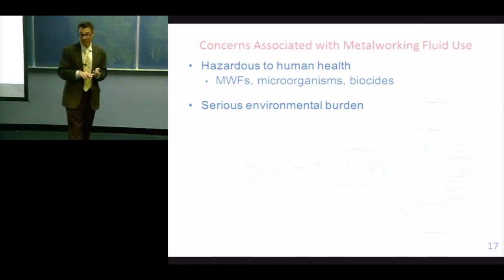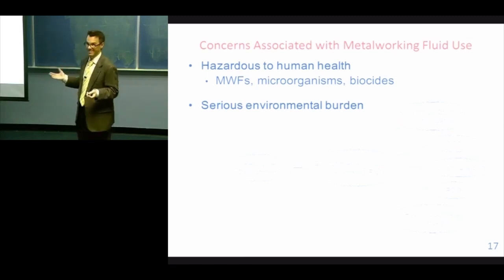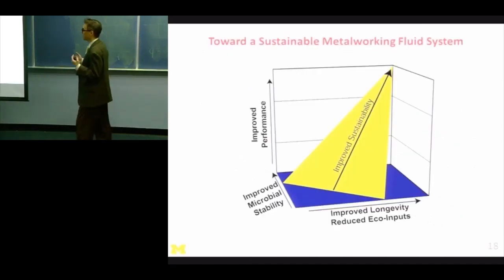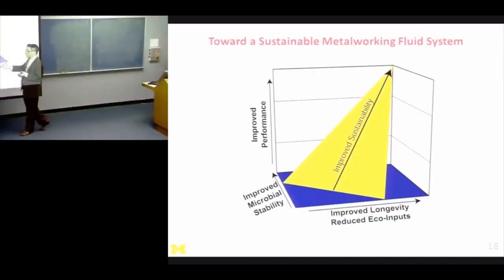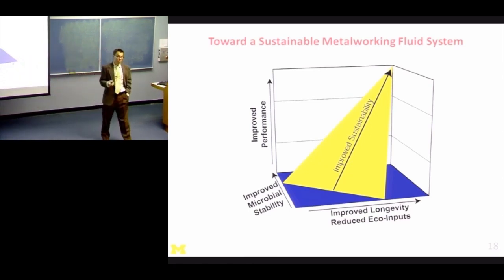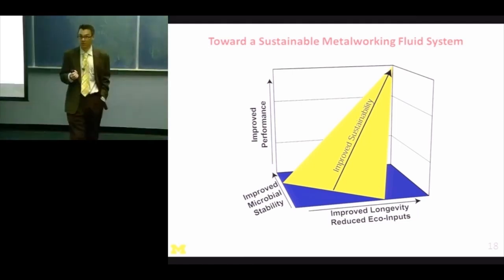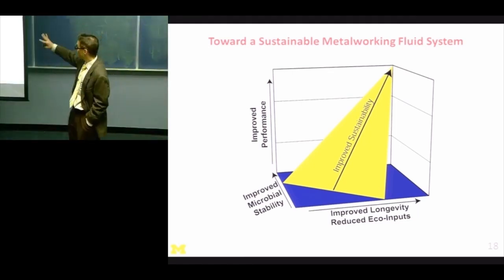So there's an economic question. There is an environmental question. These things are also expensive. They relate to the tools. There's a social issue, a health issue. It's all here, right? So if we want to think about being more sustainable, at least from the environmental perspective, we would want these fluids to last longer with fewer inputs, and we would like them to be more stable, and at the same time, being higher performance, because there's nothing sustainable about fluids that don't work. Right? So this is where we would want to go.